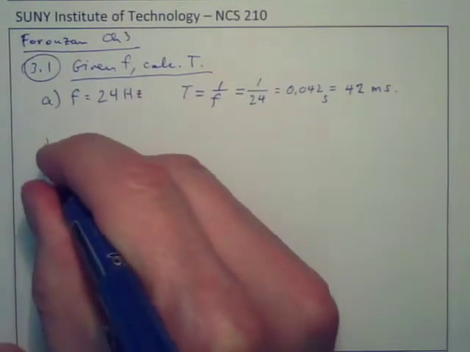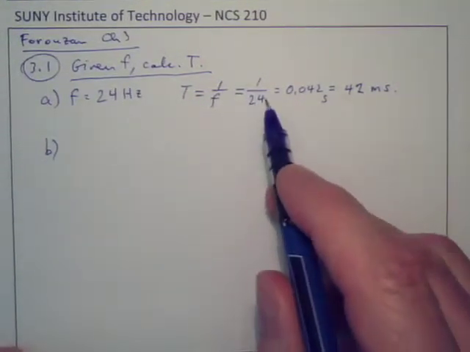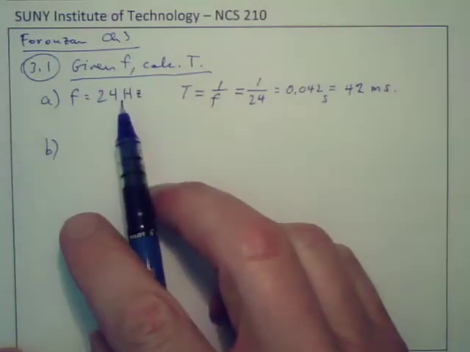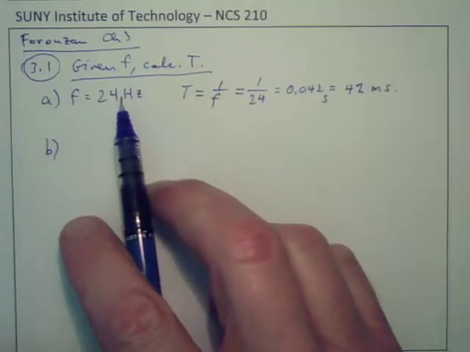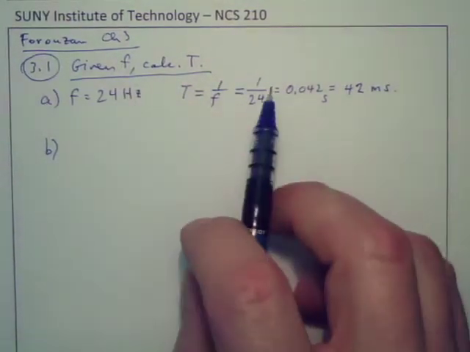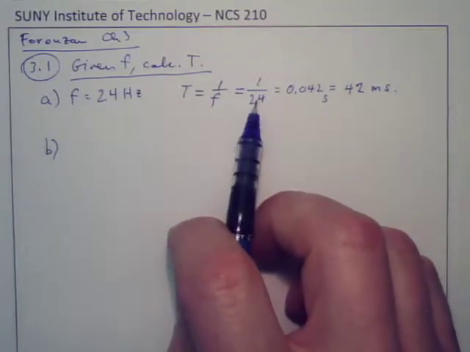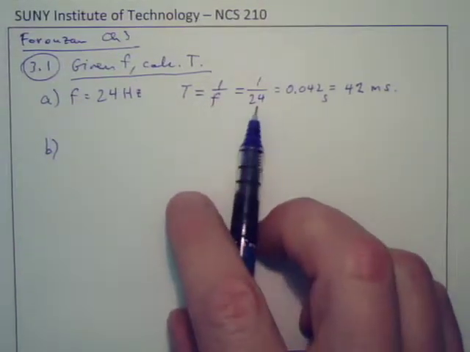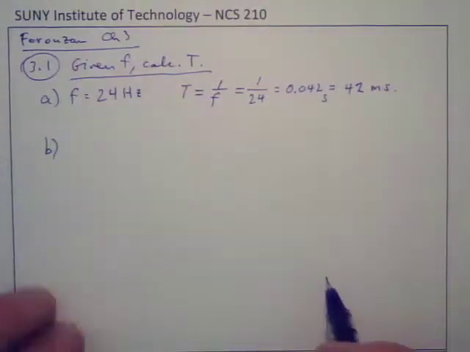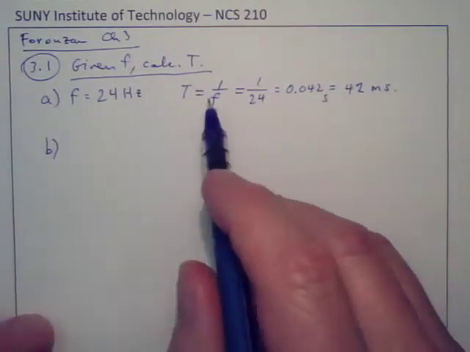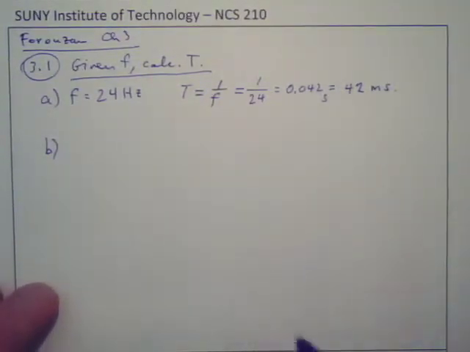For part B, and again, we plugged in 24 directly because we were already in Hertz. We didn't have to convert a milli or a kilohertz or a megahertz value into Hertz. You want to bring everything back into base units without any metric prefixes when you plug into most of these equations.